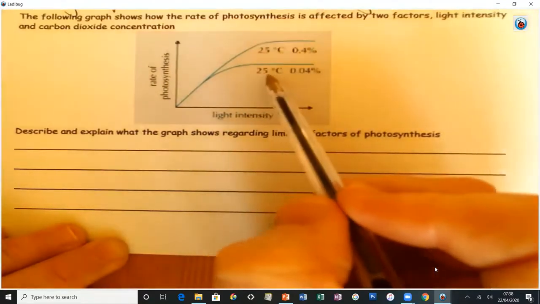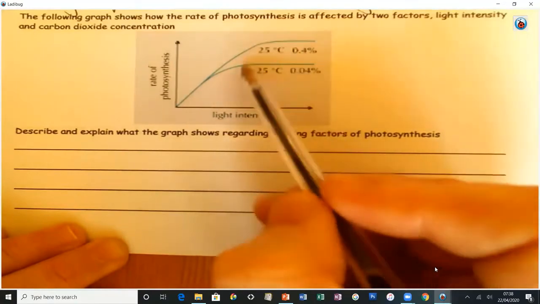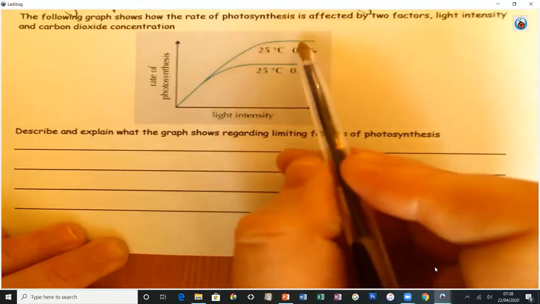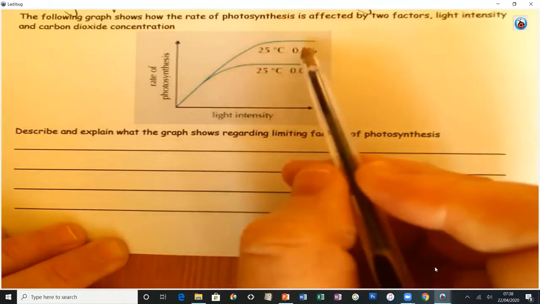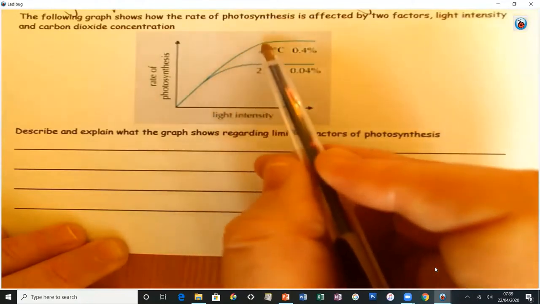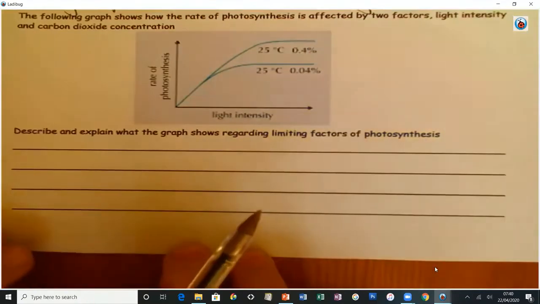The temperature has stayed the same, so the temperature isn't the limiting factor. It's only the carbon dioxide concentration that's changed, and the more carbon dioxide, the faster the rate of photosynthesis. Let's write that down.